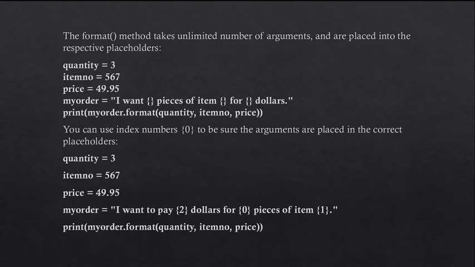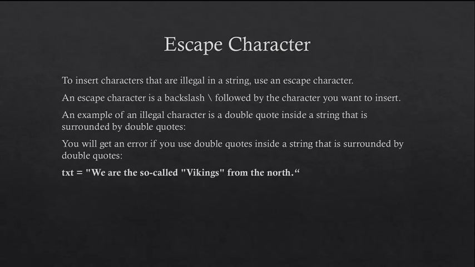We can use index numbers, for example 0, to be sure the arguments are placed in the correct placeholders. Quantity is 0, item number is 1, and price is 2, if you like to call it from the arrays. We can write "I want to pay {2} dollars for {0} pieces of item {1}." In this case, you can see quantity, item number, and price.